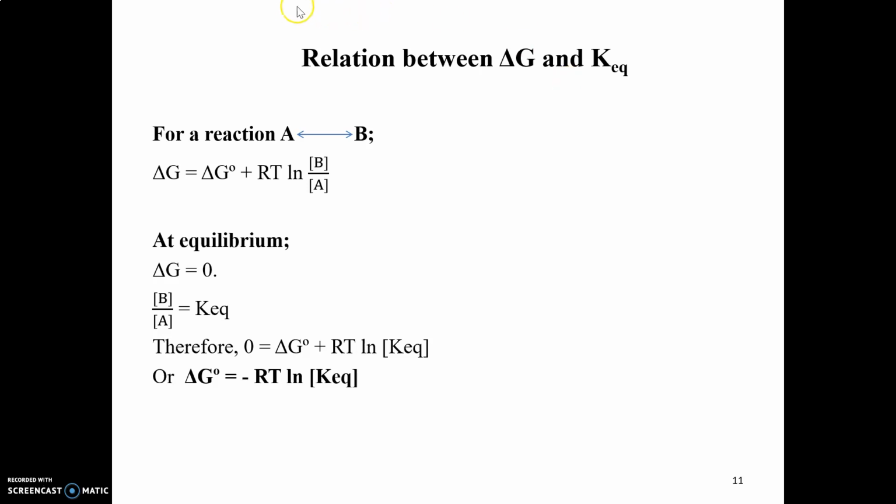Now, coming to the relation between delta G and K equilibrium, see for a reaction A giving rise to B, you can write delta G is equal to delta G naught plus RT ln concentration of B divided by A. You know at equilibrium delta G is equal to 0 and I write this as K equilibrium. So it becomes 0 is equal to delta G naught plus RT ln K equilibrium. So delta G naught is equal to minus RT ln K equilibrium. It is the relation between delta G and K equilibrium. So this helps us to know whether the reaction is spontaneous because R is constant. You can take the value of temperature, R, and the product of R and T, and when you substitute you get the value of delta G naught. So you can determine whether the reaction is spontaneous, not spontaneous, or at equilibrium.